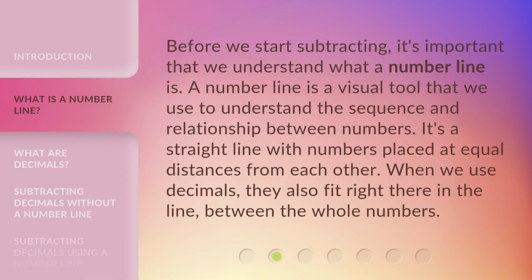Before we start subtracting, it's important that we understand what a number line is. A number line is a visual tool that we use to understand the sequence and relationship between numbers. It's a straight line with numbers placed at equal distances from each other. When we use decimals, they also fit right there in the line, between the whole numbers.